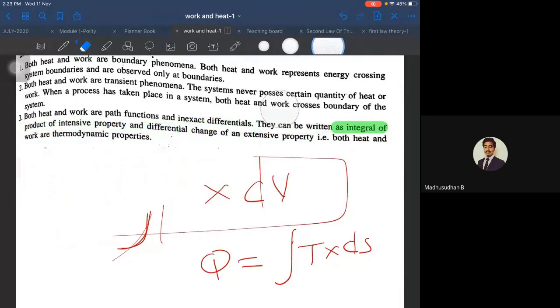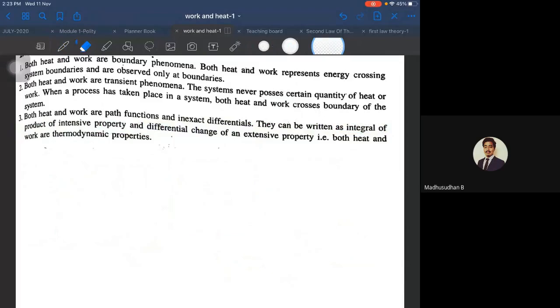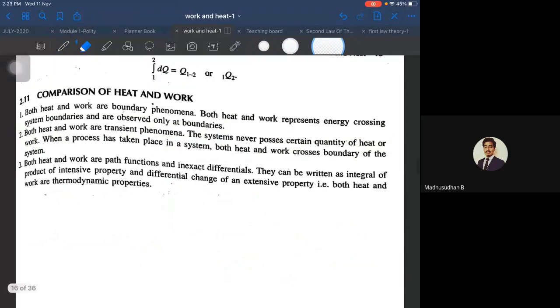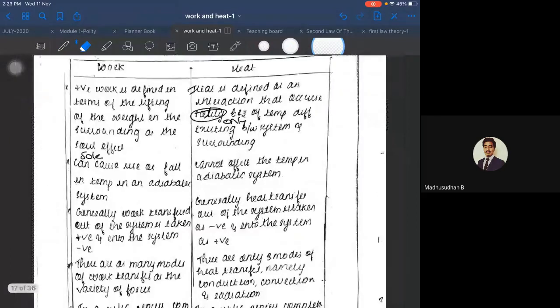Next, we have seen the comparisons, right? Now we shall see the differences between these two. What are the differences between these two? First is the sign convention. If the work is done by the system, then it is positive. If work is done on the system, that is negative. But when coming to heat, if heat is gained by the system it is positive, heat lost by the system is negative. So first thing you can write is the sign convention.